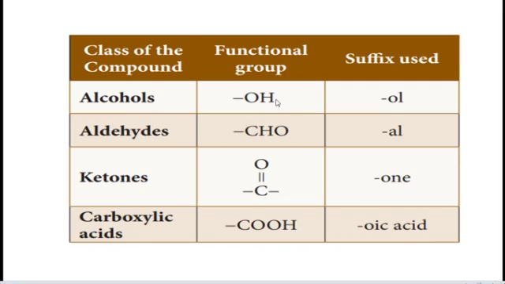Alcohol, functional group OH, suffix OL. Aldehydes, functional group CHO, suffix AL. Ketones, functional group CO, suffix ONE. Carboxylic acid, functional group COOH, suffix OIC acid, that is oic acid.